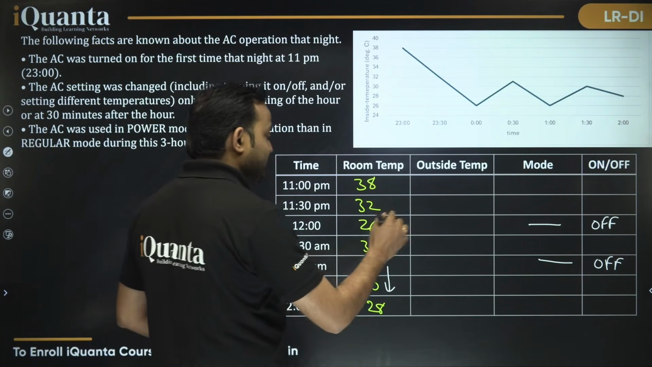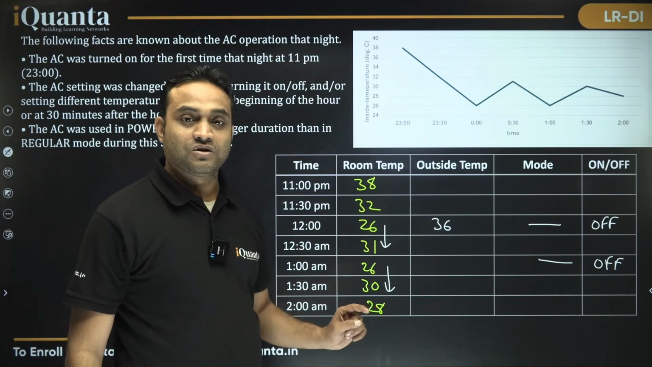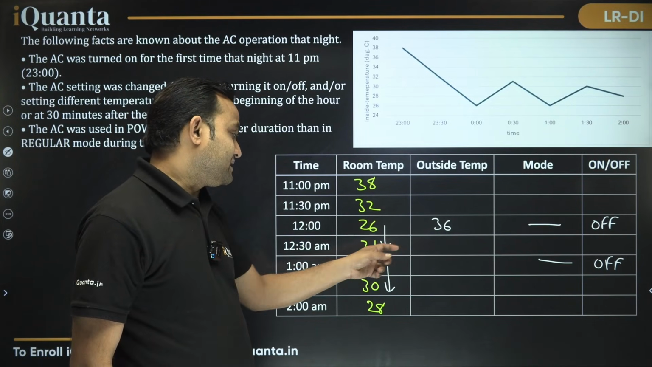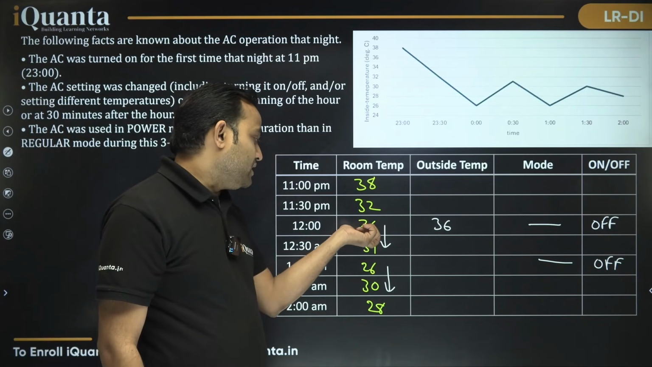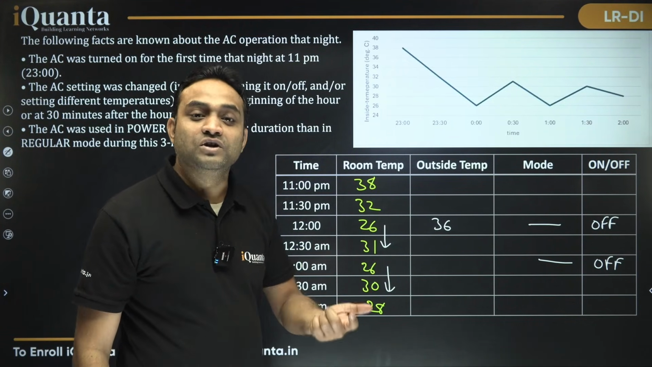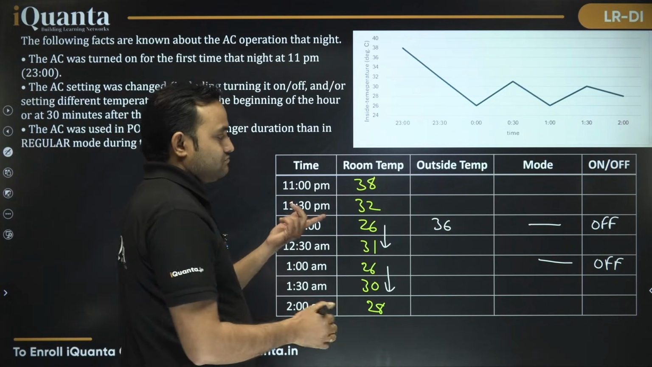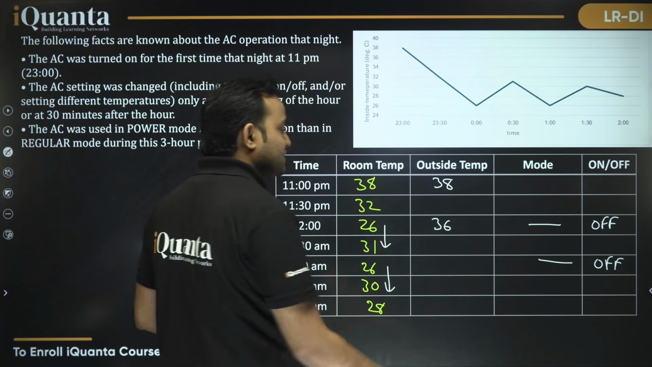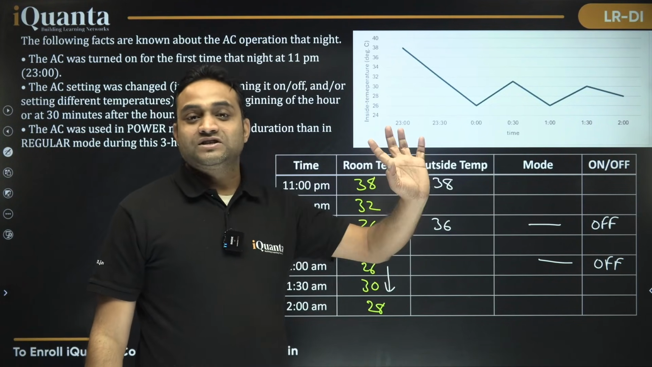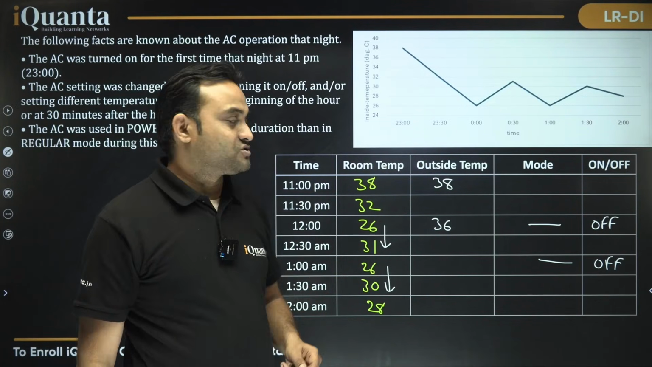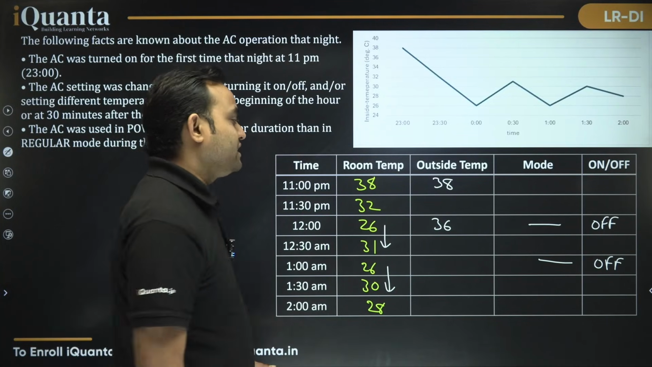What does that mean? It means outside temperature must have been 36 degrees Celsius at 12 o'clock. Then only it's going from 26 to 36 in 1 hour, but in half an hour the change was only 5 degrees Celsius. And as the AC started at 11 p.m., the room temperature will be the same as outside temperature, which is 38 degrees Celsius. Can we see the outside temperature is decreasing by a constant rate? So in 1 hour, it's decreasing by 2 degrees Celsius. So in half an hour, it will decrease by 1 degree Celsius.